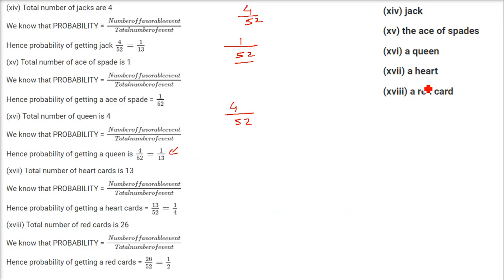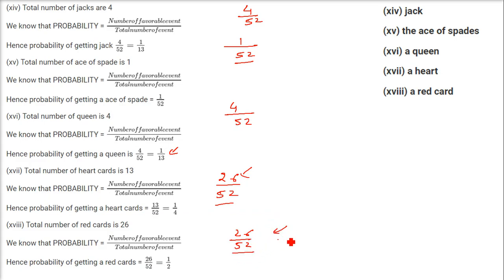Now a heart. How many hearts are there? Because heart is a proper suit, we have 13 hearts, and 52 is the total number of cases. This is the favorable case. A red card. Again, 26 are red. In 52 cards, 26 are red, 26 are black. So 26 by 52. This is half.